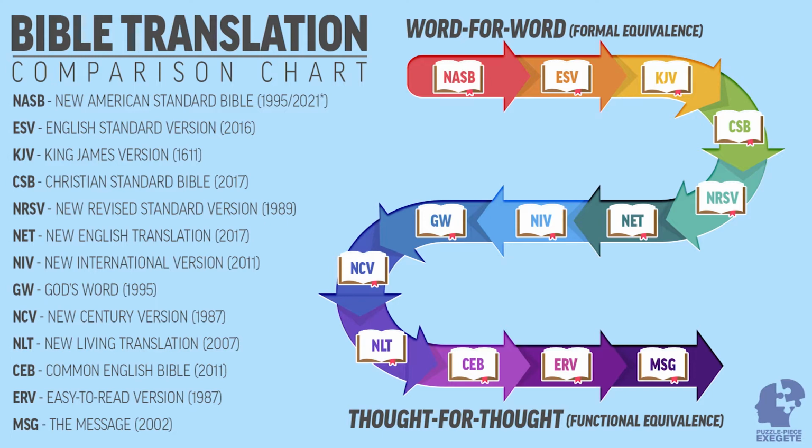And in the middle are often what's called mediating views. They have a healthy balance of both, right? They have formal equivalence and functional equivalence in particular cases. And so that's your NIVs or your NETs. And so the question we ask is, what Bible translation should you use? And I think the better question is, what are you trying to accomplish when you read the scriptures?